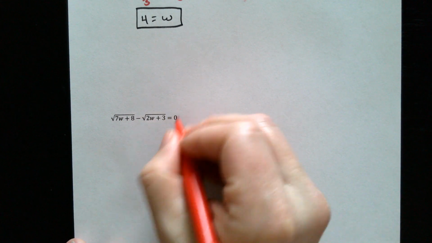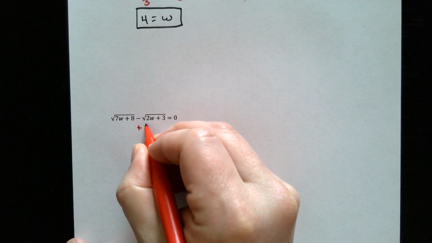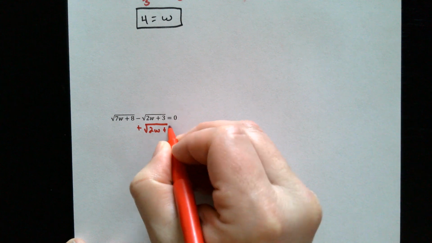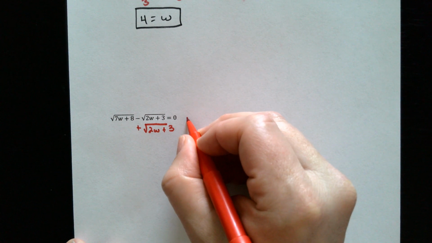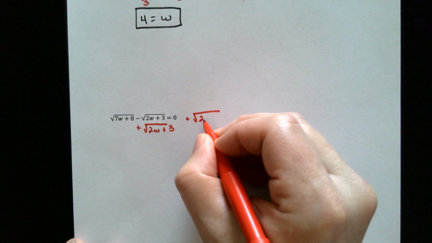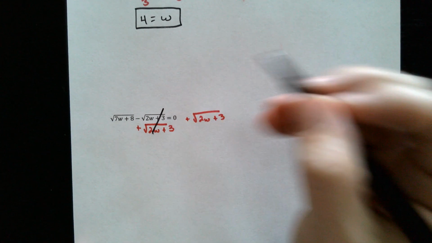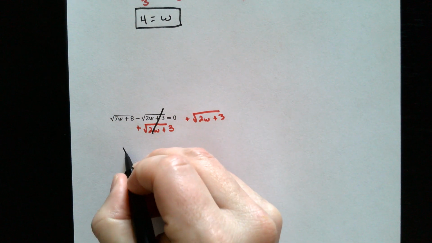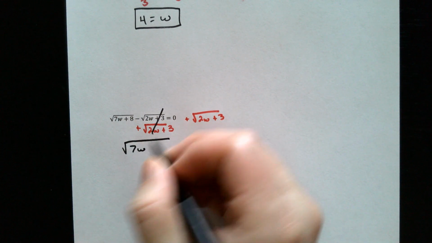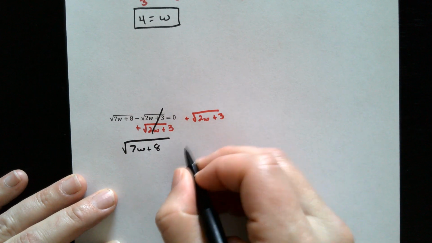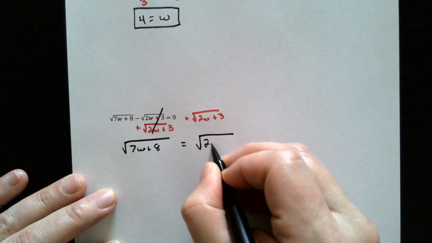Okay, let's move on to the next problem. We need to move one of these square roots because they have to be isolated before we can square both sides. So I am going to just move this negative one over. So I'll add the entire square root to the other side. Okay, so I add it over here as well. Plus 2 square root of 2w plus 3. Okay, so that will cancel it out on this side. So we get square root of 7w plus 8 is equal to the square root of 2w plus 3.